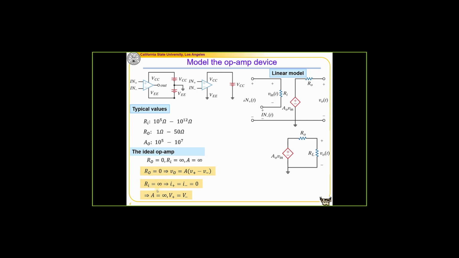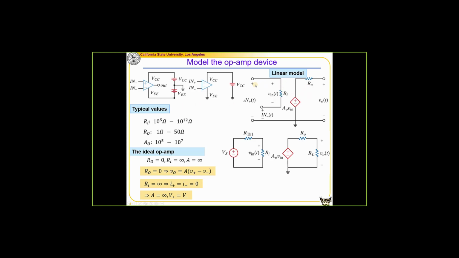The second, Ri is equal to infinity. When this Ri is infinity, what does it mean? Infinity means that it's open. There's no current going through this resistor anymore. Because the resistance is too large, there's barely any current going through it. So we know that I plus is equal to I minus equal to 0. I plus is the current that goes into the non-inverting terminal. This terminal is the inverting terminal.